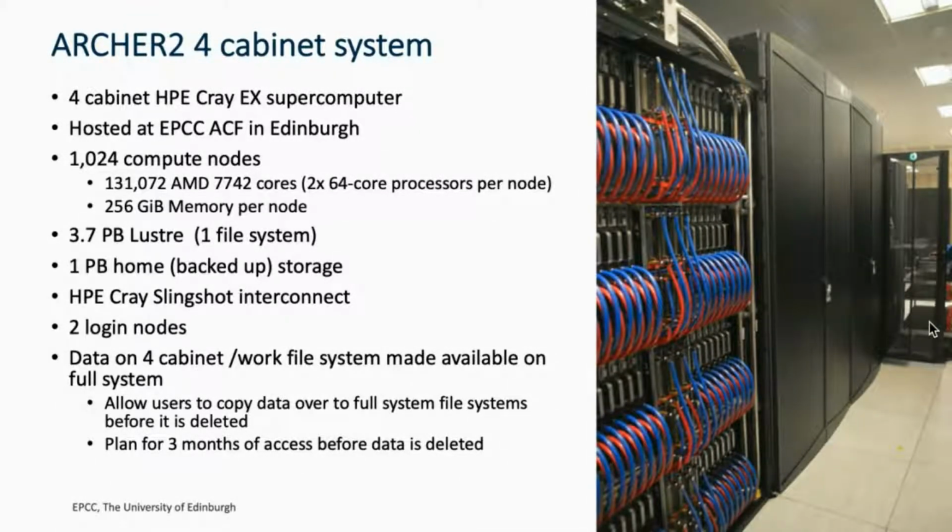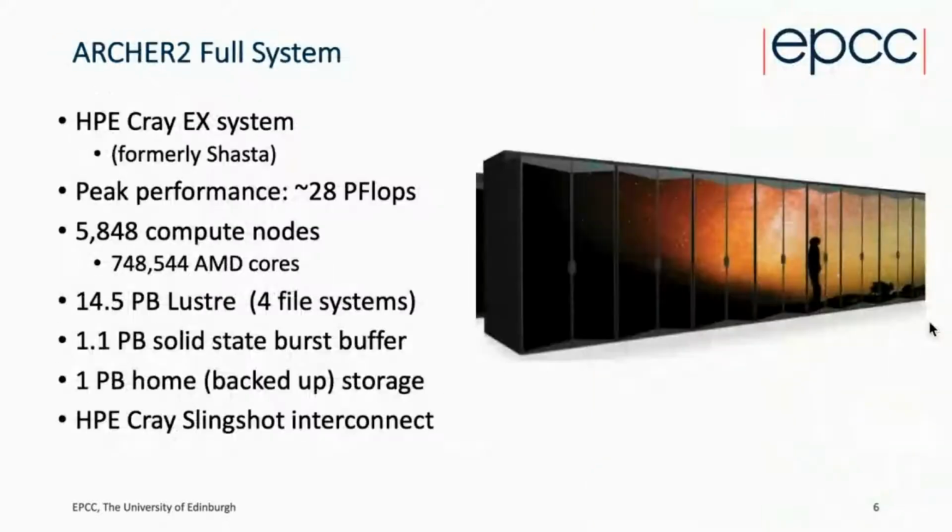when that switchover happens for a period of time to allow you to copy the data across, because we only have one of the work file systems here, the full cabinet system, not the full set of work file systems available. The full system itself is, again, same sort of architecture. It's got 23 cabinets rather than just the 4, so it'll have close to 6,000 compute nodes and almost 750,000 cores on the system. It's pure CPU.